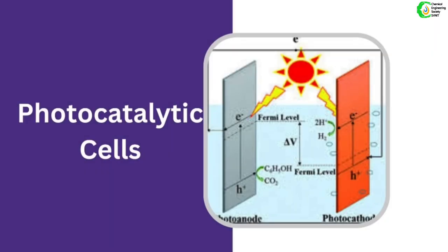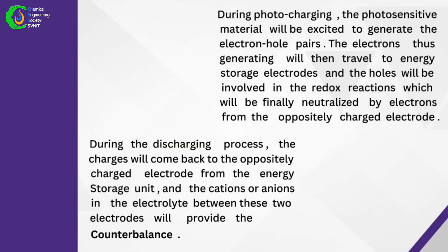The second type of energy conversion based on solar energy is through photocatalytic cells. The energy conversion and storage units are connected via an electrolytic medium. Redox reactions are involved during the energy storage, that is, in photocharging. Now, during discharging, a process of counterbalance takes place. This means charges will come back to the oppositely charged electrode from the energy storage unit, and cations and anions in the electrolyte will provide counterbalance.